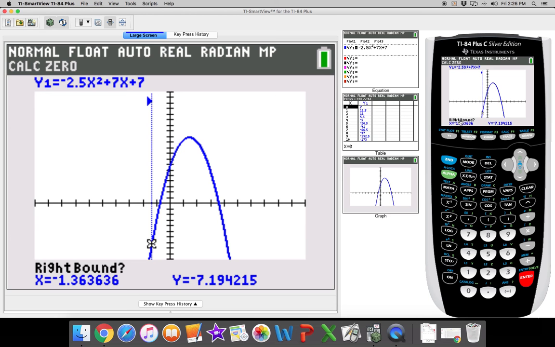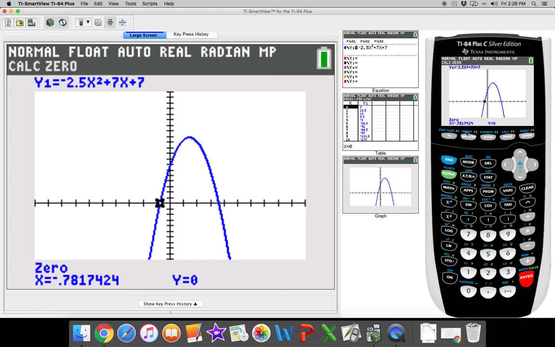Now it's asking me on the bottom of my calculator for the right bound. So I'm going to move to the right. I'm essentially just scrolling over, moving my cursor. So I'm clicking it a few times until I'm happy that I have a right bound. It's asking me to take a guess. I can scroll down and take a guess, or I can just hit enter. Once I've hit enter, it's going to give me this 0.